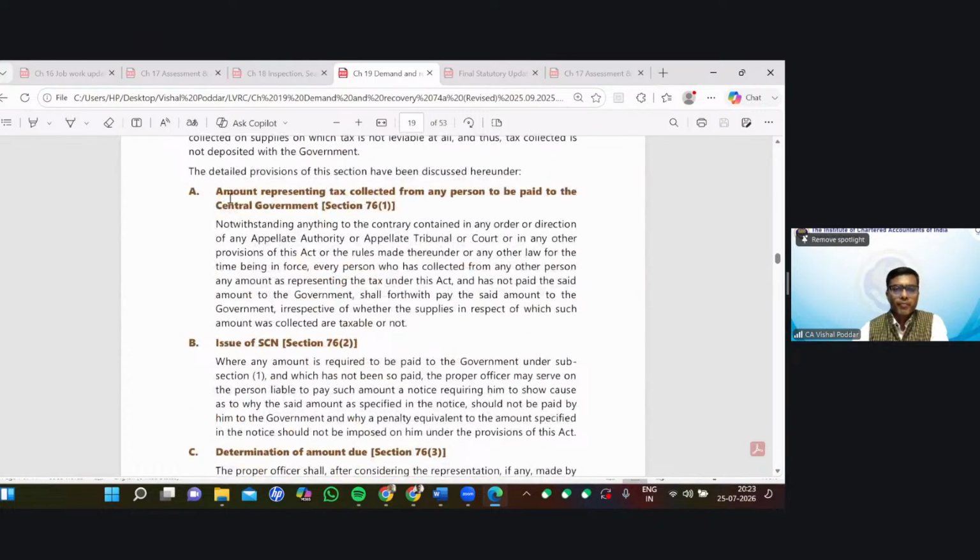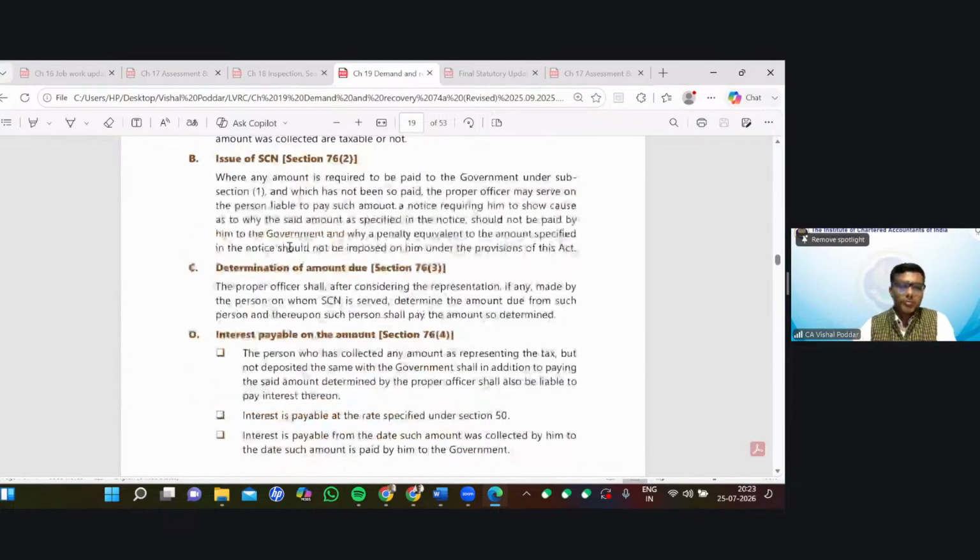Now what does 76 say? Amount representing tax collected from any person to be paid to the central government. So whenever you have collected any amount which you yourself are claiming to be tax, once you yourself are claiming that it is tax, it has to be deposited with the government. Now, where an amount is required to be paid to the government under subsection 1 and which has not been so paid, the proper officer may serve on the person liable to pay such amount a notice requiring him to show cause as to why the said amount is not to be recovered.